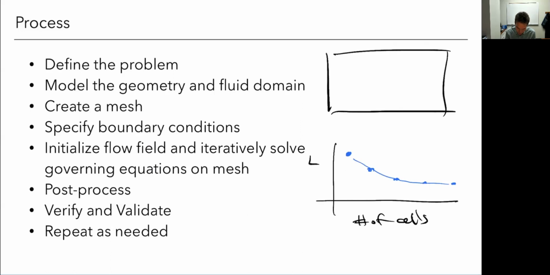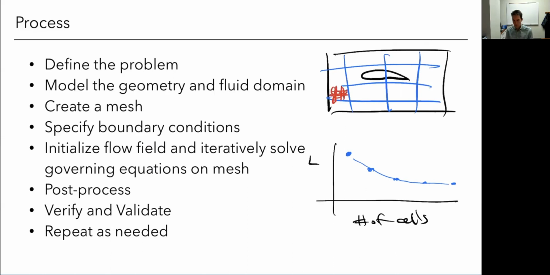Just to give you a dumb example that you wouldn't do, but let's say this was my mesh. And I did my mesh refinement study, and all I did was refine cells over in this area. And then I did it again in this area. Well, that would flatten out for sure.